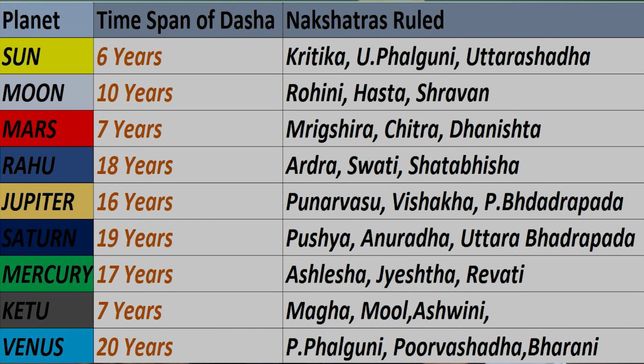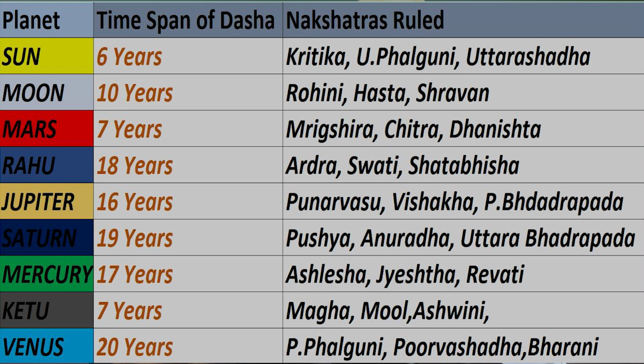Let us start with Sun. What are the nakshatras ruled by Sun? Kritika, Uttara Falguni and Uttara Shadha are the nakshatras ruled by Sun. Let's move on to Moon. Rohini, Hasta and Shravan nakshatra are ruled by Moon. Mars. Mrigashirsha, Chitra and Dhanishta are ruled by Mars. Rahu. Ardra, Swati and Shatabisha are ruled by Rahu.